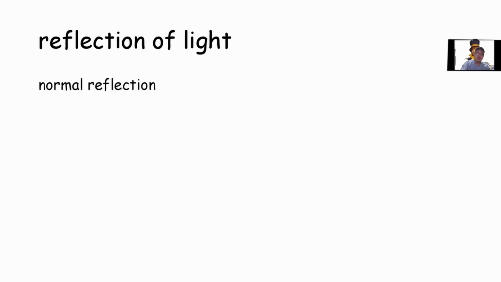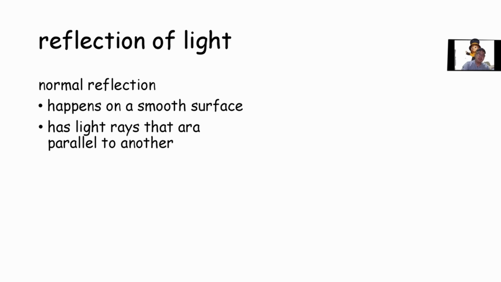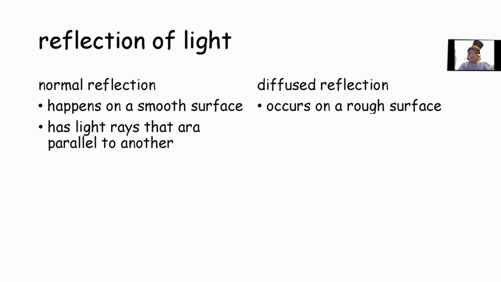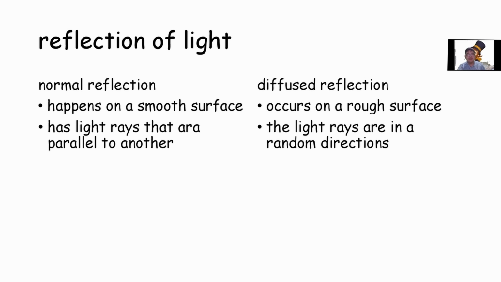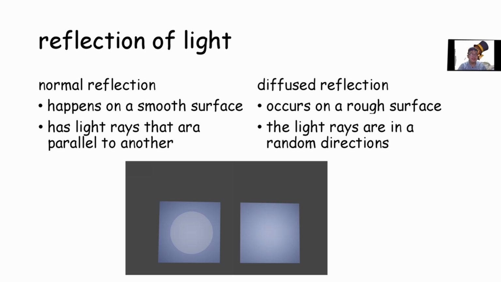Reflection of light. Normal reflection happens on a smooth surface, and it also has light rays that are parallel to one another. Diffuse reflection occurs on a rough surface. The light rays are in random directions. Here's a rendered example of normal reflection and diffuse reflection.